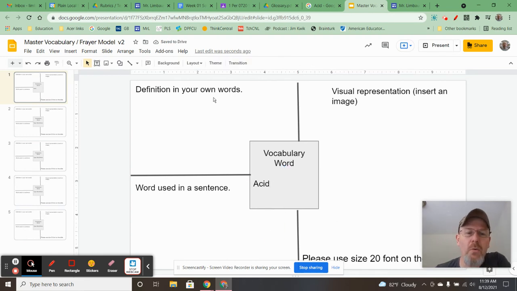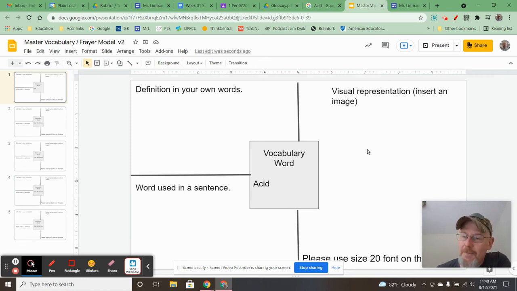Some things you need to do. I want you to define it in your own words. It's just easier if you put it in your own words. Don't just copy the definition from the glossary. Next, I want you to use the word in a sentence. And then over here is a visual representation. Insert an image. You can draw an image, or you can go find an image. This is where searching for acid on Google might help, where you can get an image and insert it here. There are 5 slides, 1, 2, 3, 4, 5.